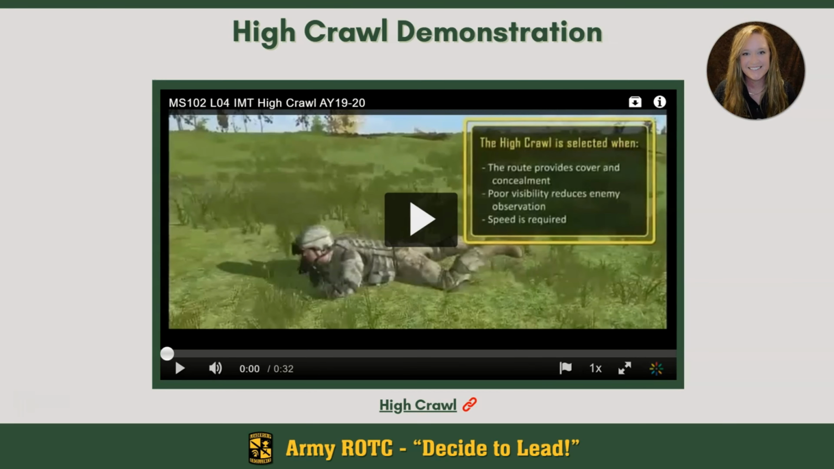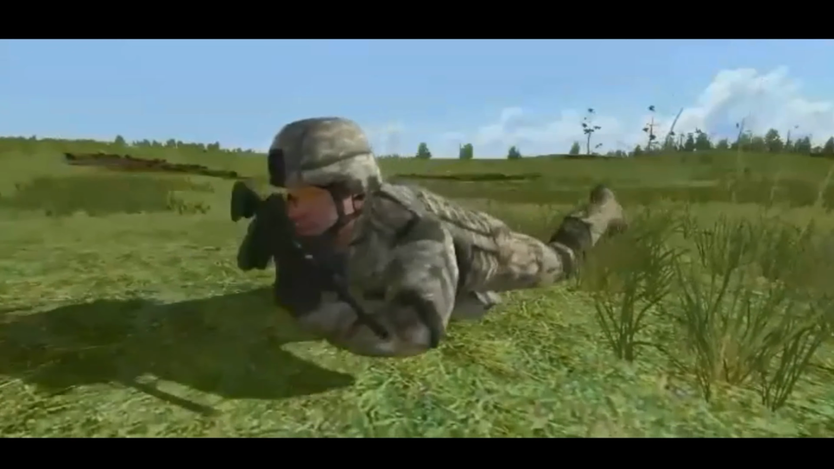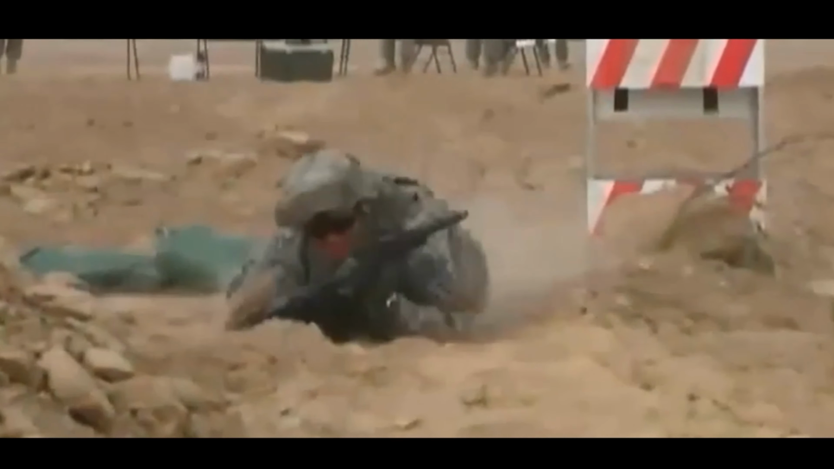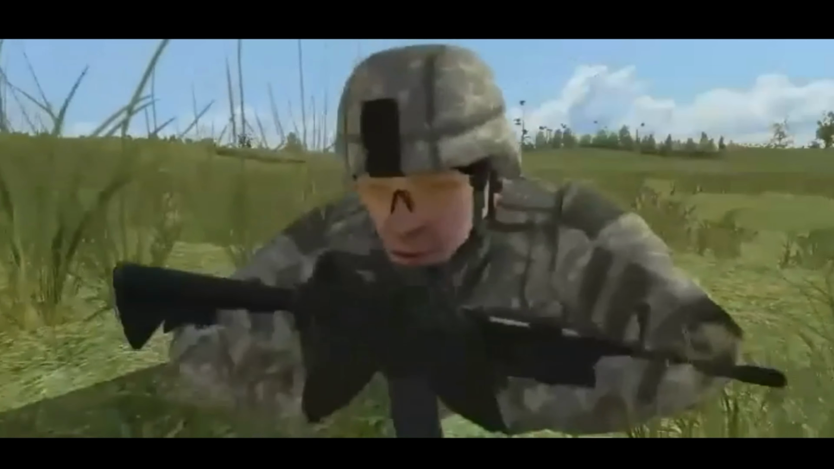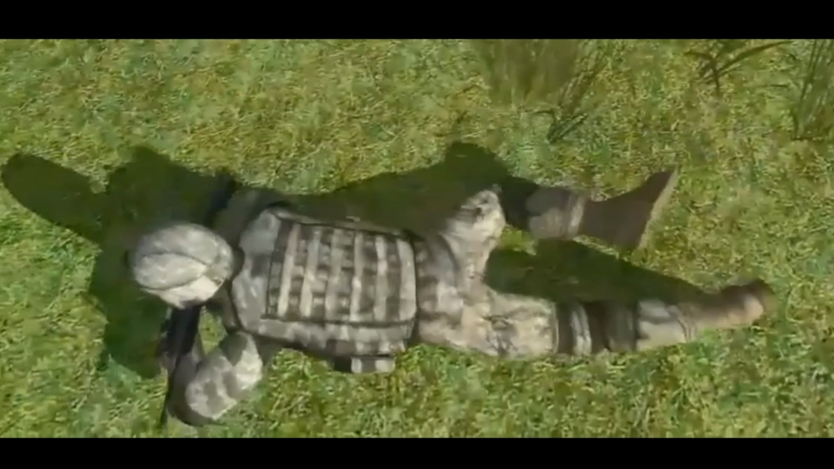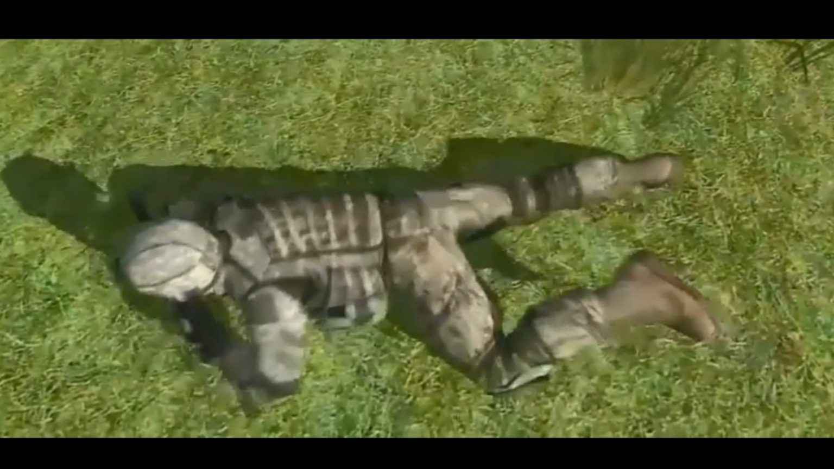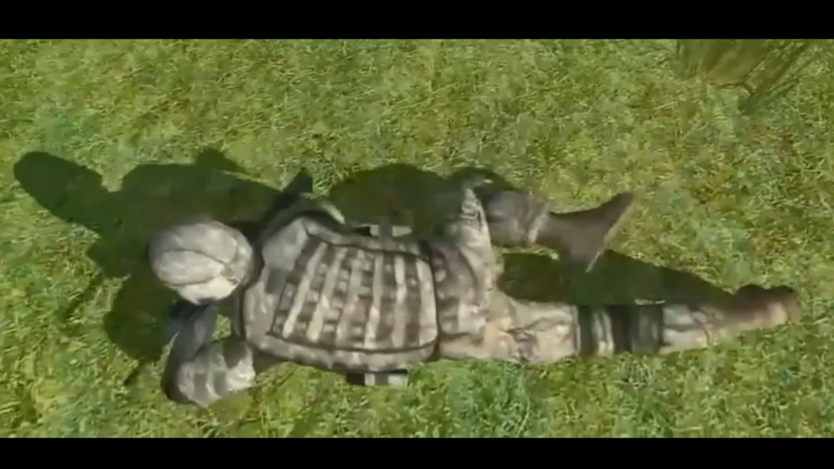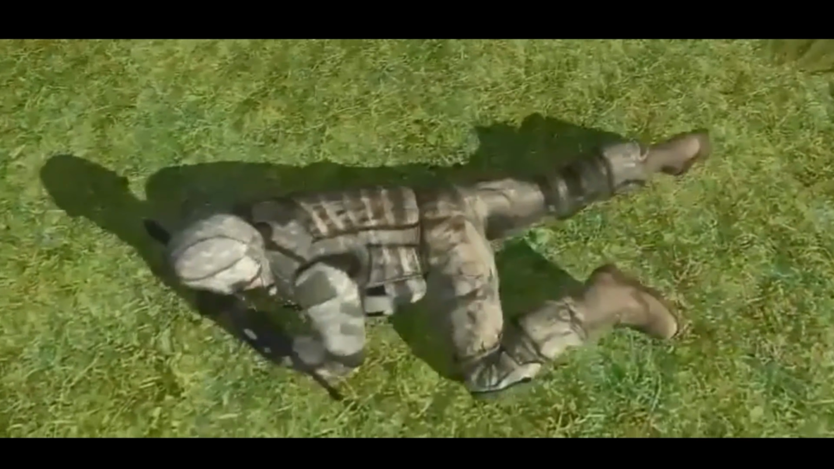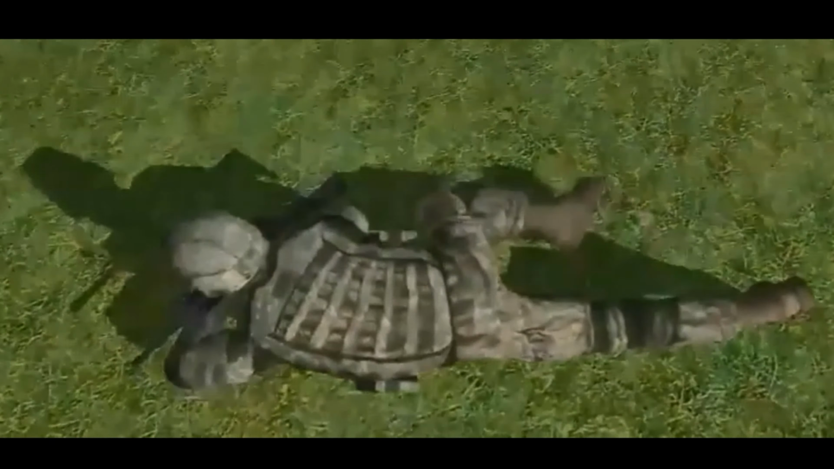Let's take a look. Keep your body off the ground. Rest your weight on your forearms and lower legs. Cradle your weapon in your arms, keeping its muzzle off the ground. Keep your knees well behind your buttocks so it stays low. Move forward by alternately advancing your right elbow and left knee, and left elbow and right knee.